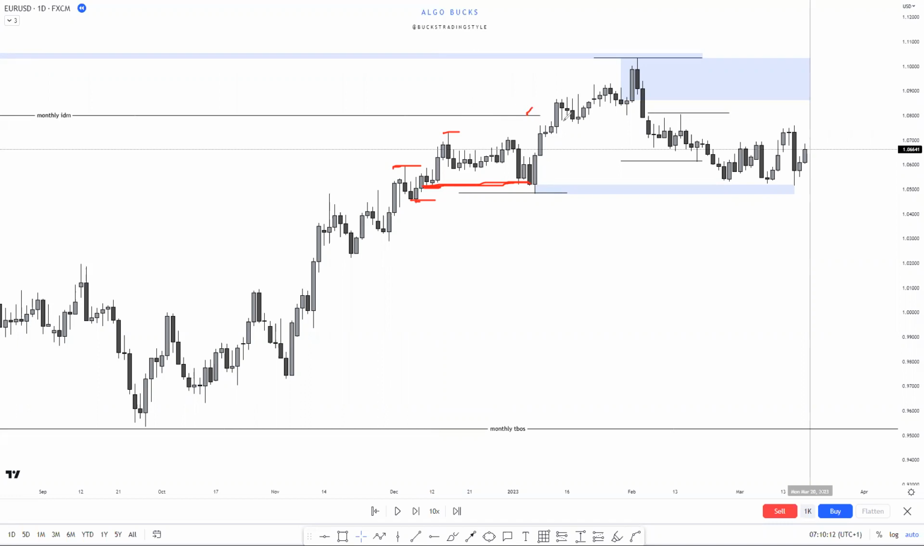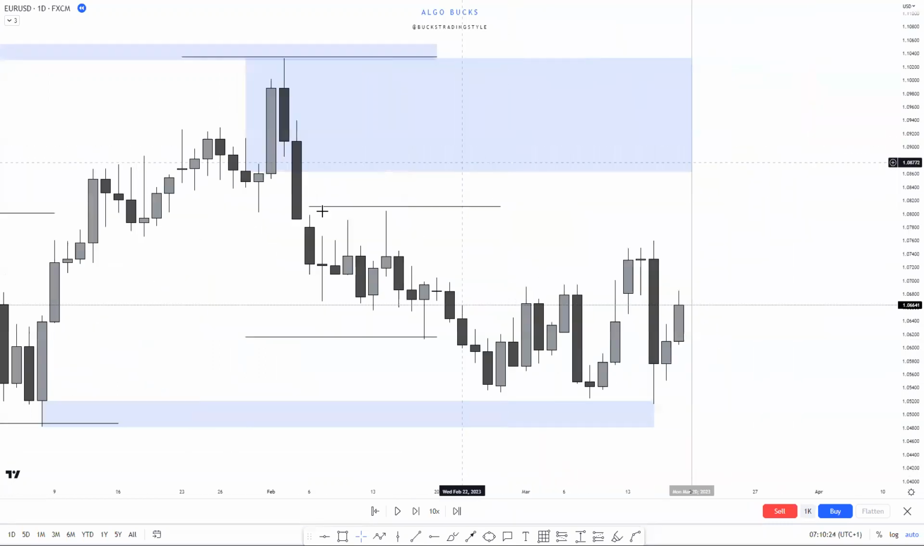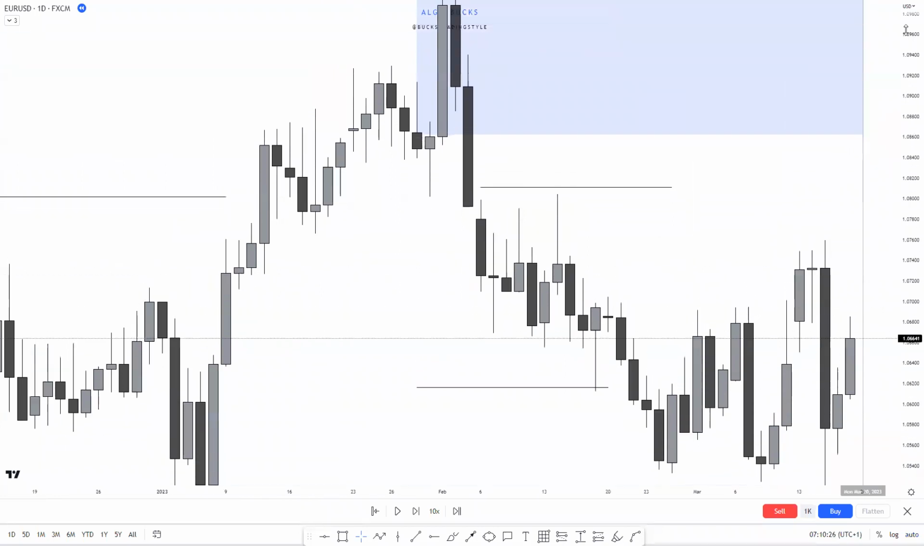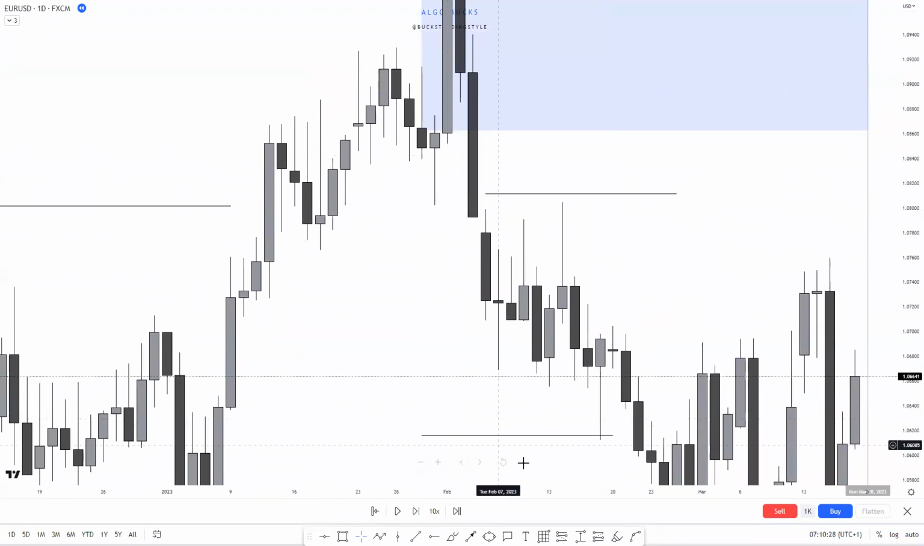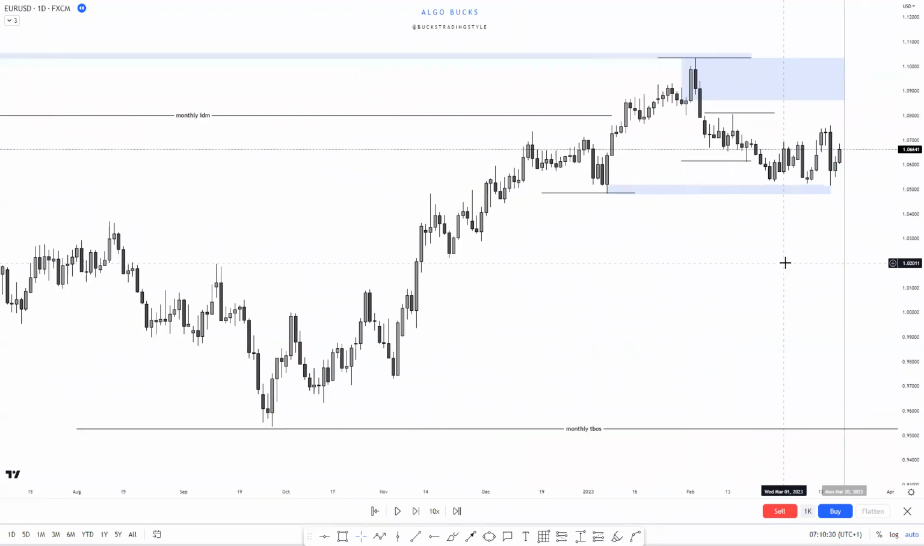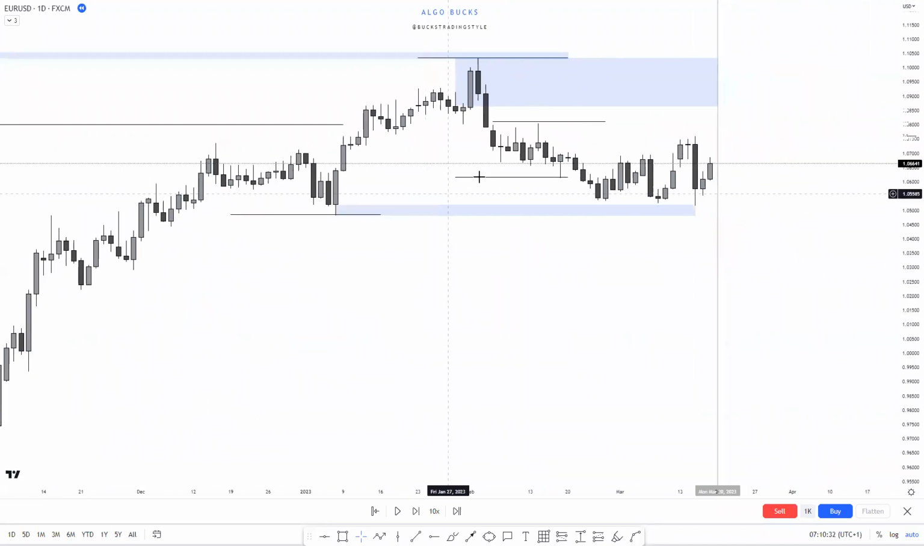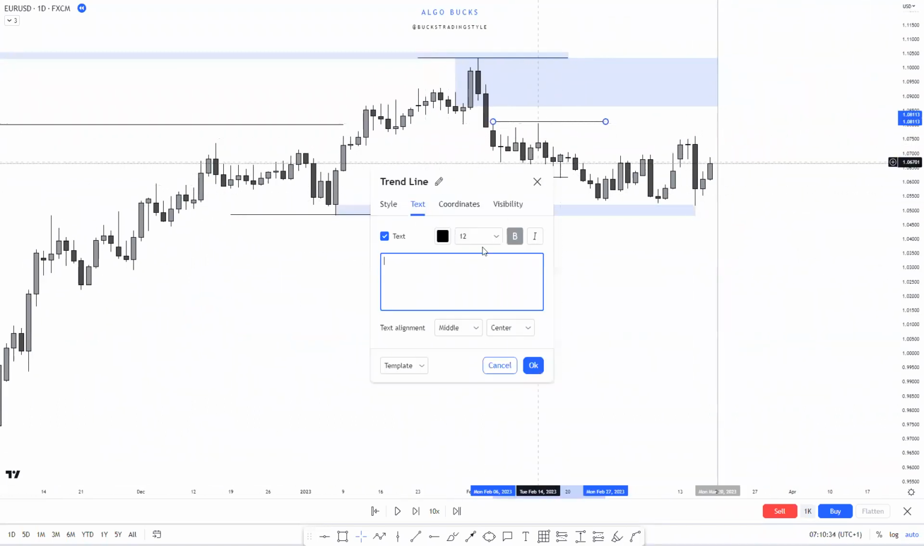When price took out the monthly inducement, we had this low, this high, this low, to this high, this low. Let me check if this candle is a bearish candle so I'll know what I'm doing. Okay, that's a bullish candle. Yeah, that's a bullish candle. So now, if that's actually a bullish candle, let me clarify this.